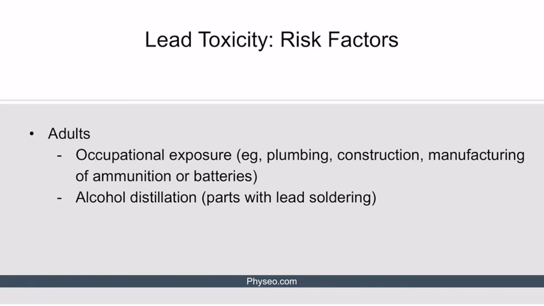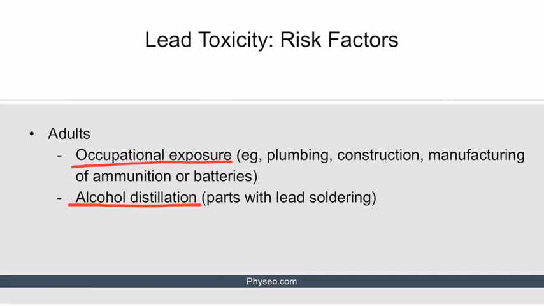The risk factors for lead toxicity stem primarily from exposure to lead at home or at work. Now, in adults, occupational exposure is one of the most notable risk factors, and it can be seen in people working in plumbing, construction, or manufacturing of ammunition or batteries. Generally speaking, if a question stem describes a patient's occupation, it is probably a significant clue into the correct answer. In addition to occupational exposure, alcohol distillation, particularly using parts with lead soldering, is also a testable risk factor for lead toxicity in adults.